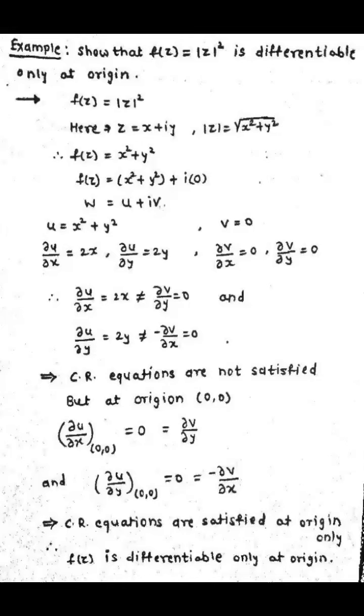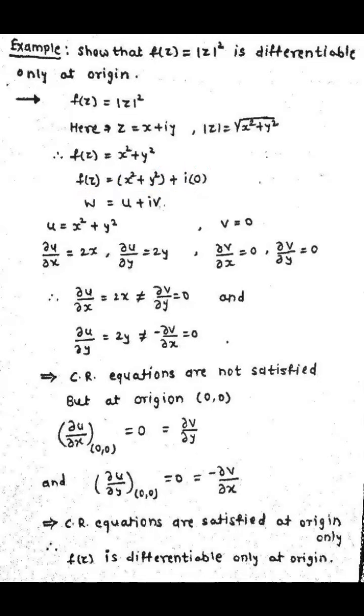Example: show that f(z) = |z|² is differentiable only at the origin. Here f(z) is given as |z|². Here z is x + iy, and the modulus of z is defined by taking the square root of x² + y², so its square becomes x² + y². So f(z) can be written in complex form: a real part plus i times the imaginary part, which is 0 here.